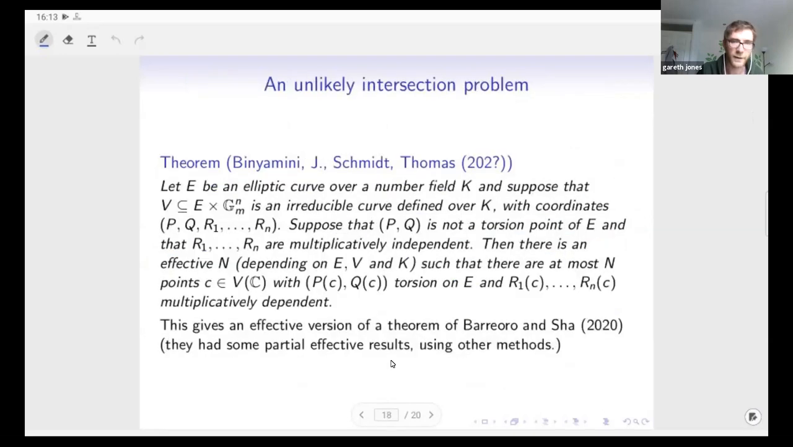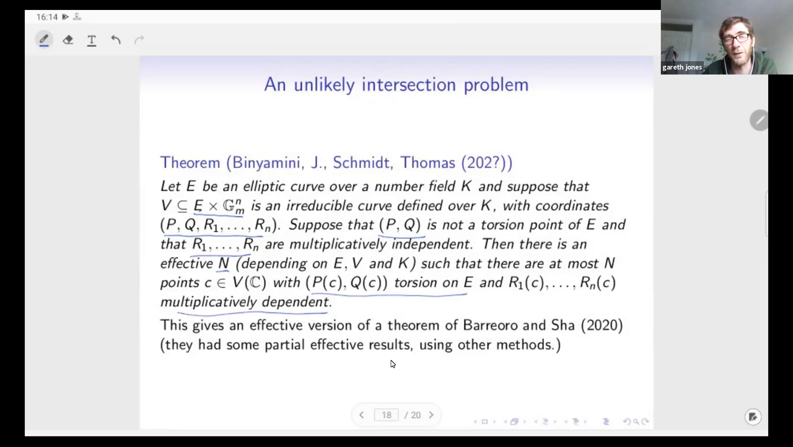So the next application is a genuine unlikely intersection problem. It moves beyond torsion points. So now I have just an elliptic curve E over a number field, and I've got my curve, but now in E times some power of the multiplicative group. And I suppose I fix an affine equation for E, and I have my coordinates on my curve here. And I suppose that the E part is not identically torsion, and that the multiplicative part is multiplicatively independent. So then there's an effective N, which depends on everything, such that there are at most N points on my curve where I have torsion on E and multiplicative dependence on the G_m side.